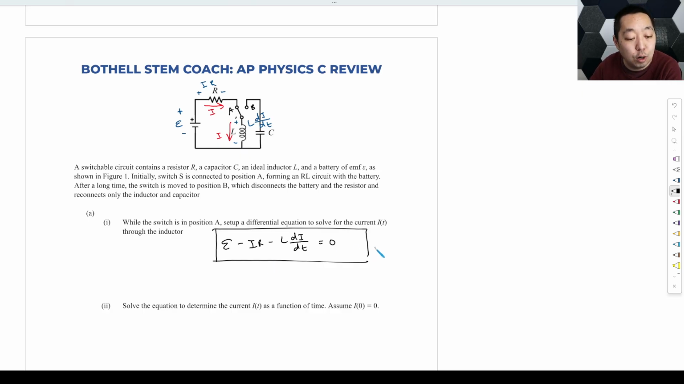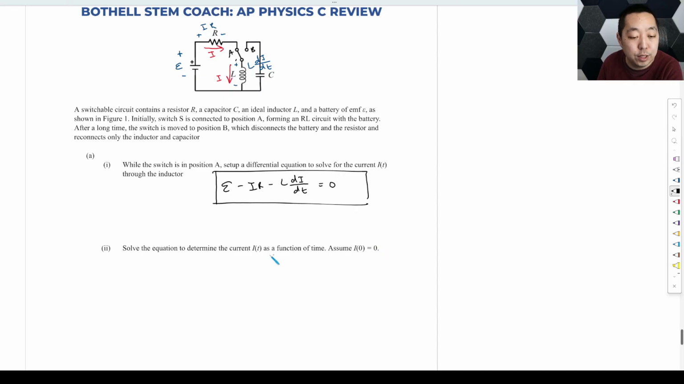Now we want to solve the differential equation. We want to determine the current as a function of time, assuming that the initial current is 0. So that's going to be our initial condition. That's going to help us figure out the constant. So we're going to move the L di/dt over here, is equal to epsilon minus IR, right?